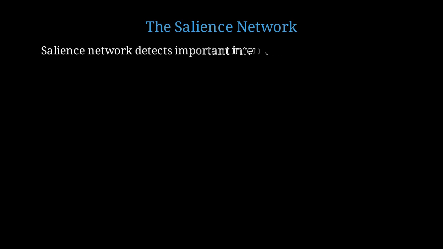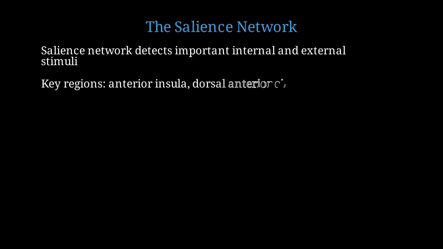The third critical network is the salience network. This network acts as a dynamic switch between the default mode and executive control networks. The salience network constantly monitors both your internal thoughts and external environment to detect what's important or behaviorally relevant. The primary nodes are the anterior insula and the dorsal anterior cingulate cortex. These regions are involved in awareness and response selection.